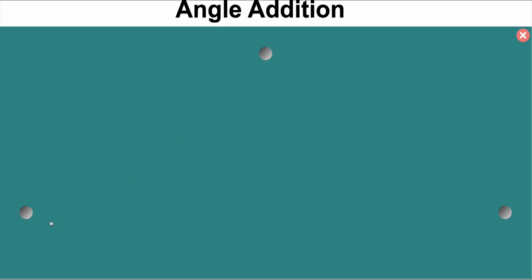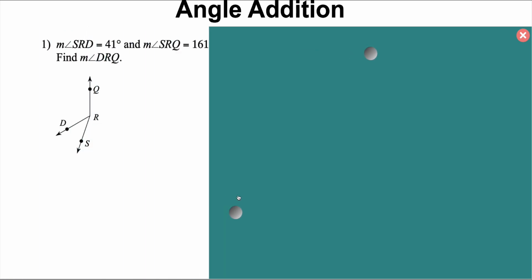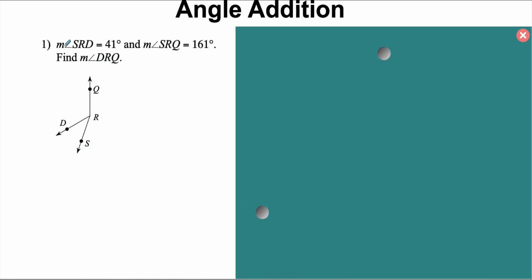So what do we have for you guys today? We have this example where they're giving you the measurement of angle SRD equals 41 degrees. The measurement of angle SRQ is equal to 161 degrees. And they're asking us to find the measurement of the angle DRQ. Okay? So the first thing I tell my students is to label it.